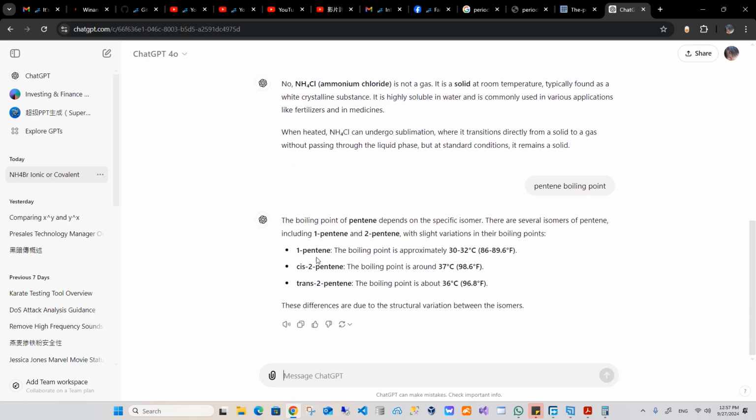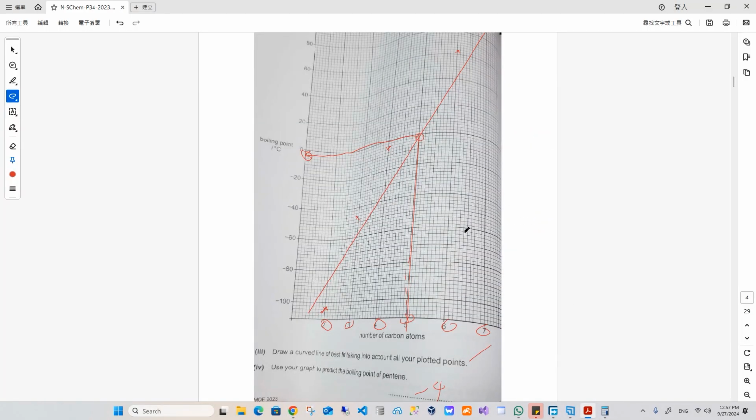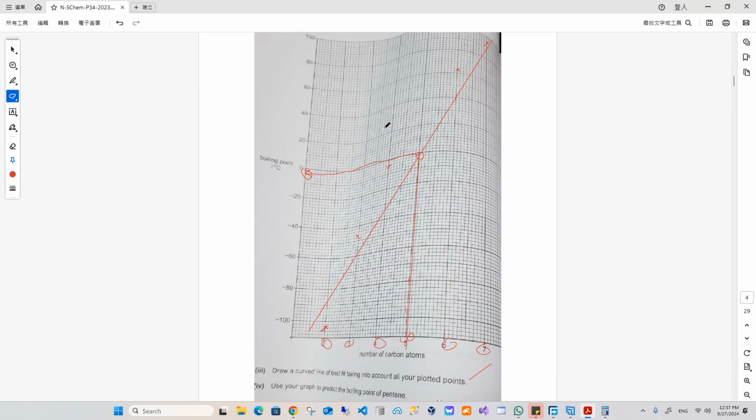Okay, don't care about the 1 or 2. Just choose the 1. Okay, 30. I think it's quite far. 30 is roughly here, so my line actually should be drawn sort of like that. So that's why I cut 30.